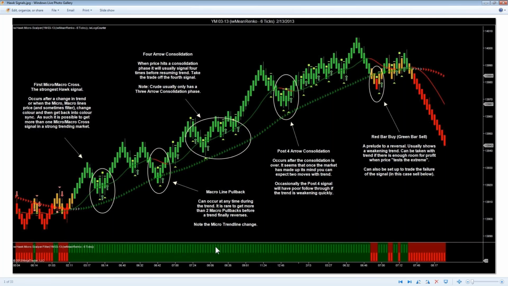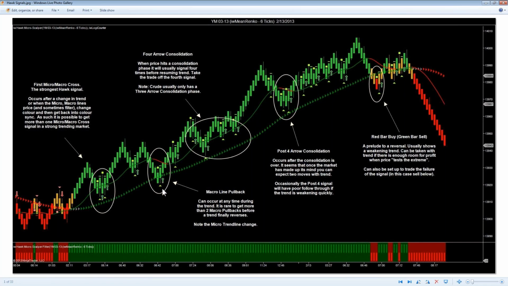These tend to be the 5 highest probability signals on the hawk. First and foremost is the first micro-macro crossover. Very, very high probability signal. And then, as Paul pointed out, the pullback signal.